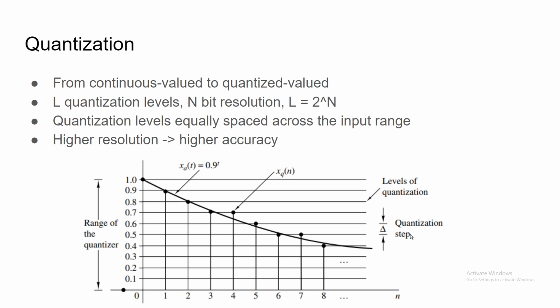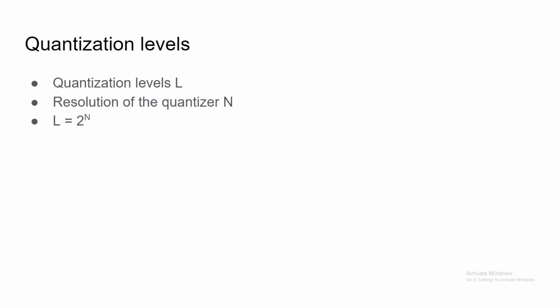Now that we know how we can distribute the quantization levels across our input range, how many quantization levels should we have? The number of quantization levels L is dictated by the resolution of the quantizer N. These two values are related by this equation. L equals 2 raised to N.